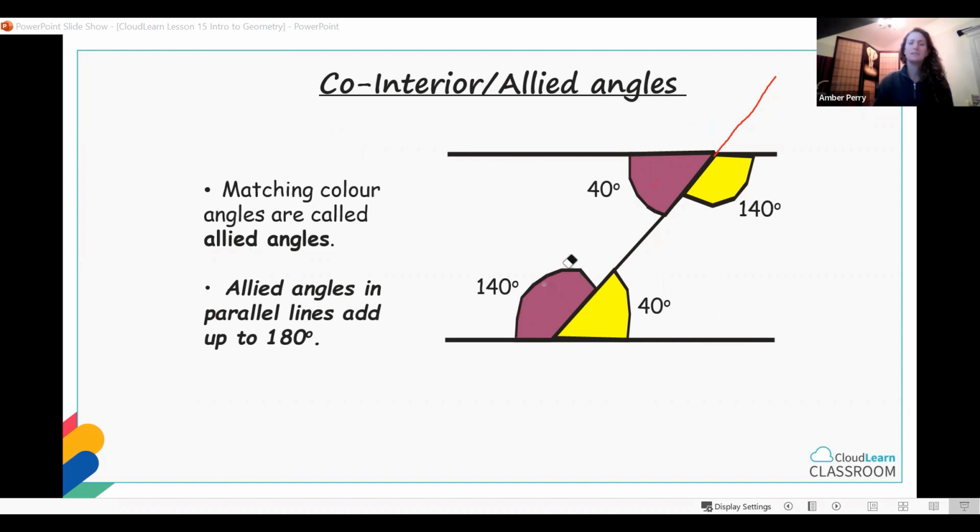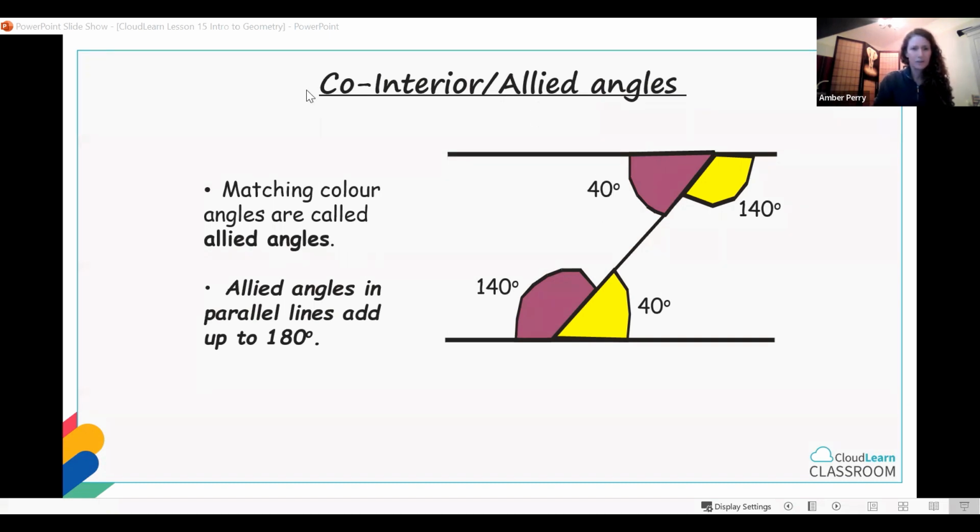Some people teach other words. You won't get marks if you just write down interior, because interior could be for, say, a polygon. We'll do that soon. And you won't get marks if you write down supplementary. Supplementary is the word for angles that add up to 180 degrees, but it could mean anything. So these two are supplementary because they add up to 180. These two are supplementary because they add up to 180, but their special word for parallel lines is co-interior or allied, okay? So just be careful with the vocab for that one.